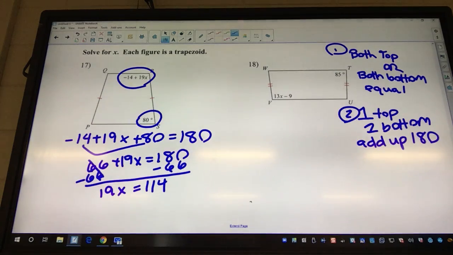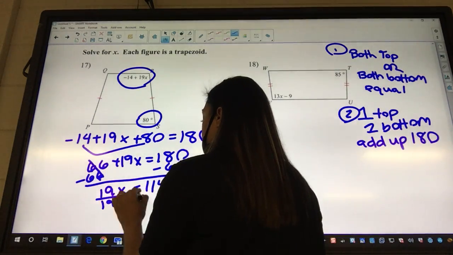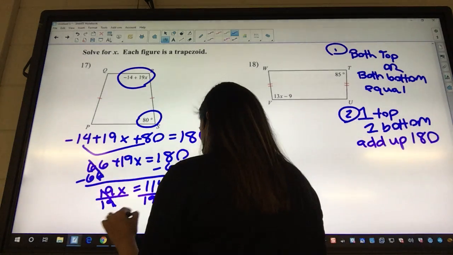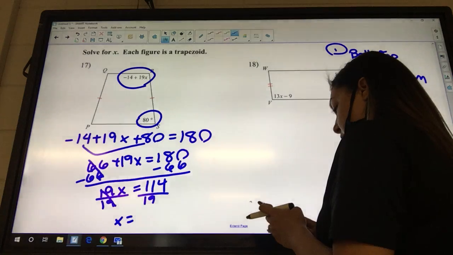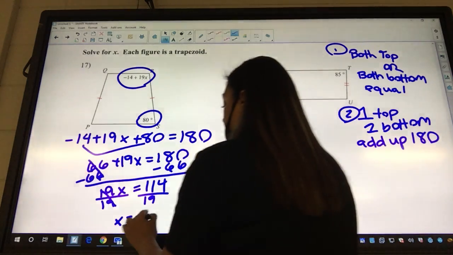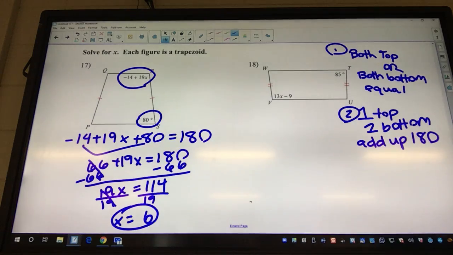And what's our last step always to do? Divide by 19. Okay, so x equals 6. Do we stop or keep going? Stop. We stop. Okay, it wanted us to solve for x, and we did just that.